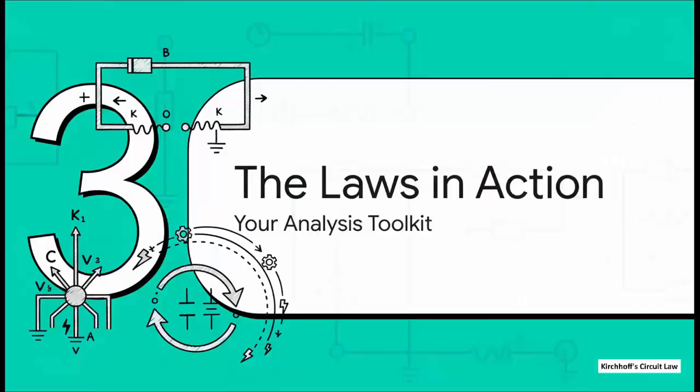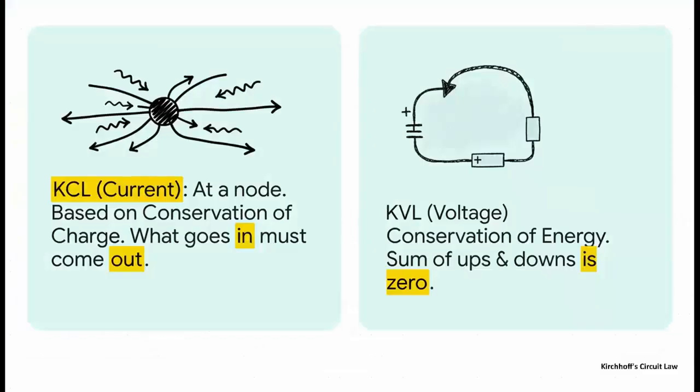So there we have it, our two laws. One tells us about current at a single point, and the other tells us about voltage around a loop. When you put them together, they create a complete toolkit that lets you analyze pretty much any circuit you can imagine. Let's just put it all together. On one hand, you've got Kirchhoff's current law. It deals with current at a node. It's based on the conservation of charge, and the rule is simple. What goes in must come out.